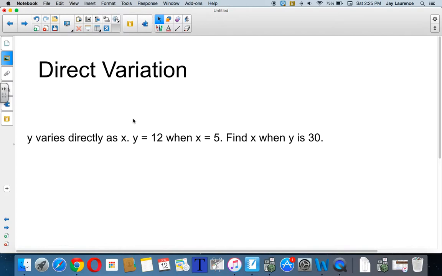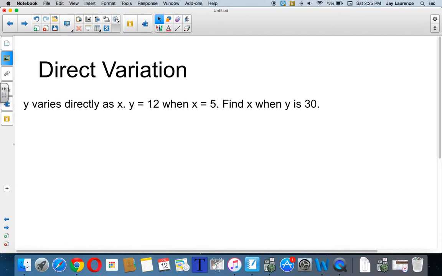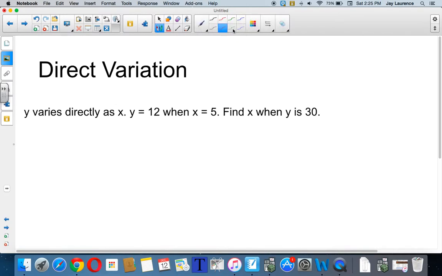All right, direct variation. Let's see here. We had an equation for direct variation, and I think it was y equals kx. It's a linear equation. It's like plus 0. There's no number over here. And we know k is the constant of variation. So y varies directly as x. y is 12 when x is 5. I've got to find x when y is 30.